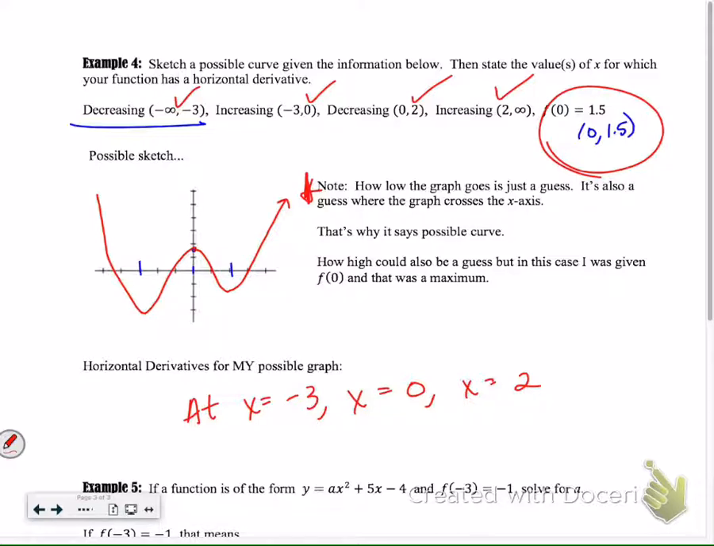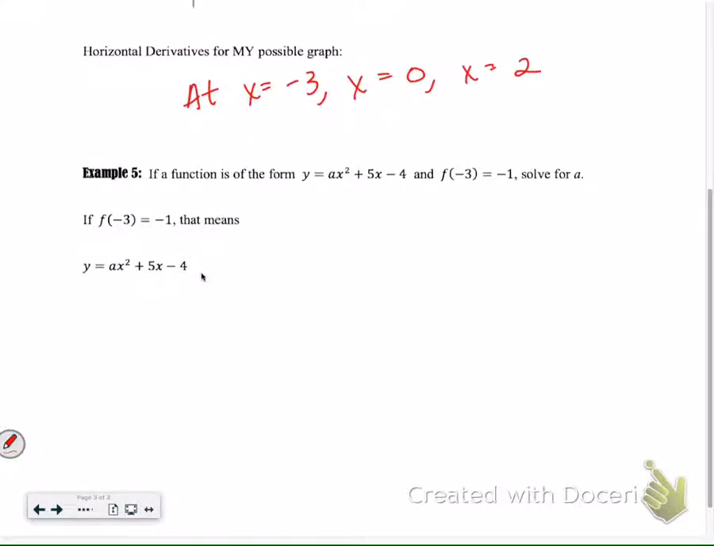Okay. All right, last one. This is kind of a random question that doesn't necessarily have anything to do with increasing and decreasing, but it's a really good question that you could definitely see again. So if you have a function of the form y equals ax squared plus 5x minus 4, and f of -3 is equal to -1, solve for a. Okay, so if f of -3 is equal to -1, that means that (-3, -1) is on that equation up there. So let's plug that in, see if we can figure out what a would be.